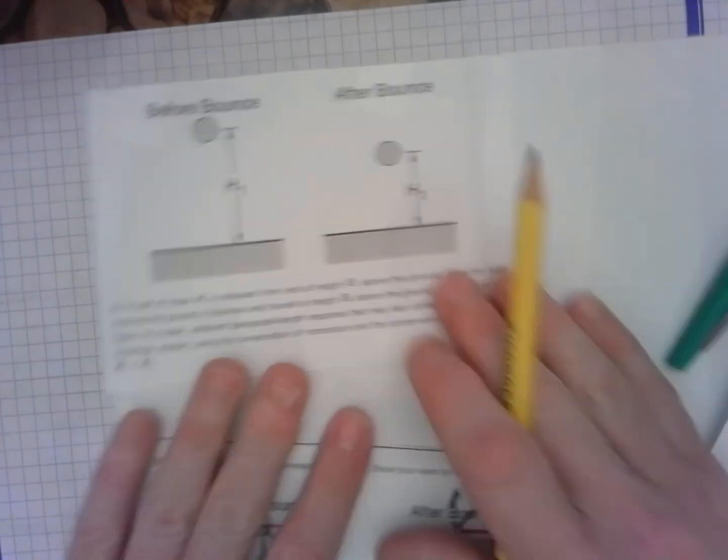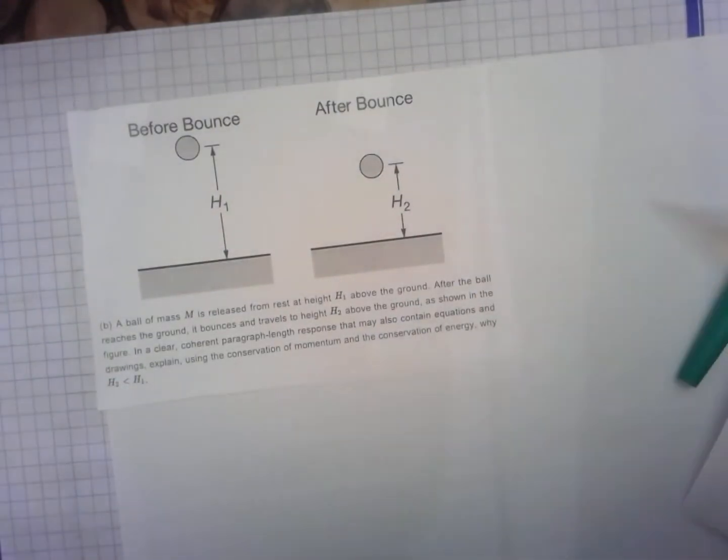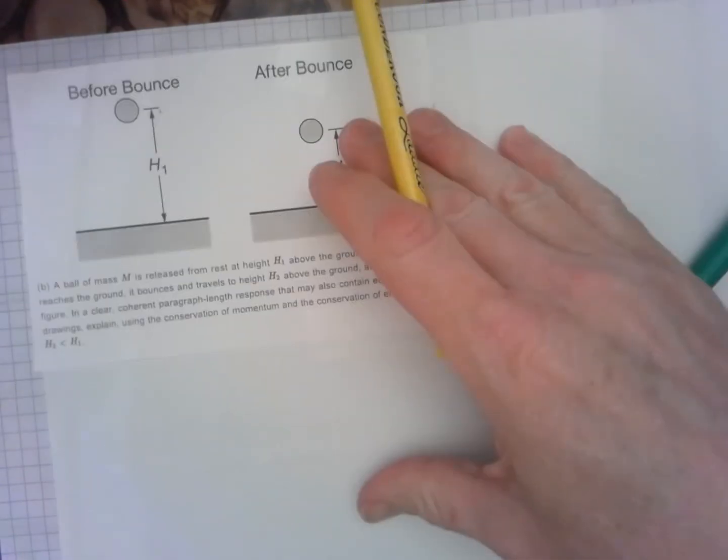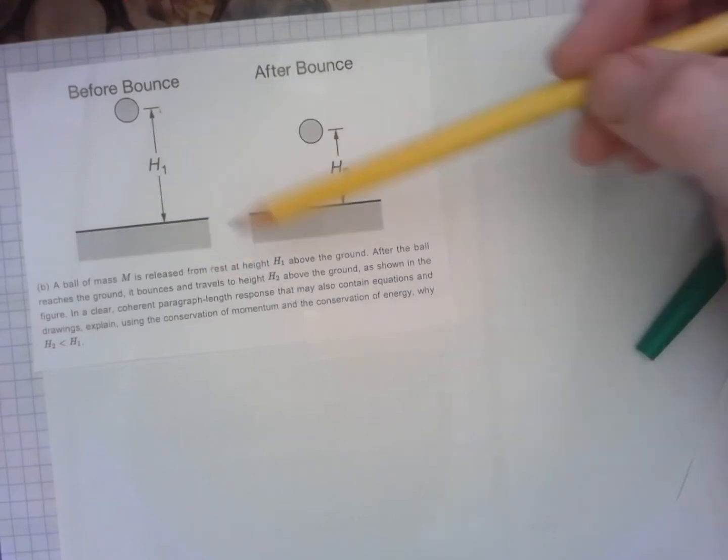All right, this next part's 5 points. Let's go see what happens here. A ball of mass m is released from rest, height h1 above the ground. After the ball reaches the ground and bounces, it travels to a height of h2.